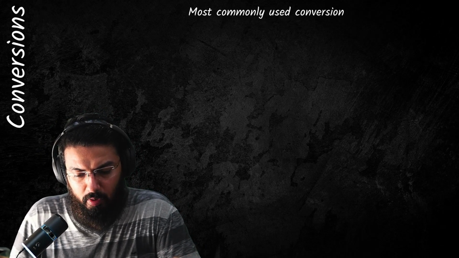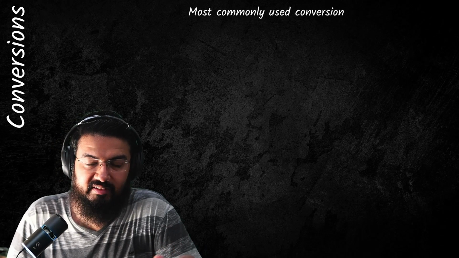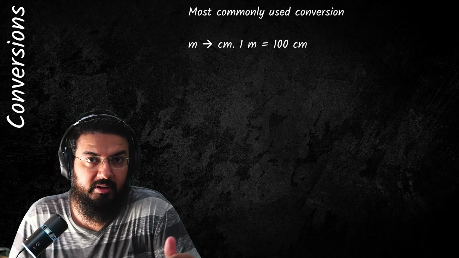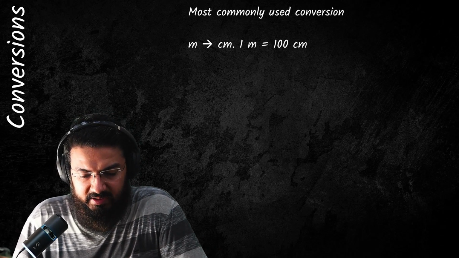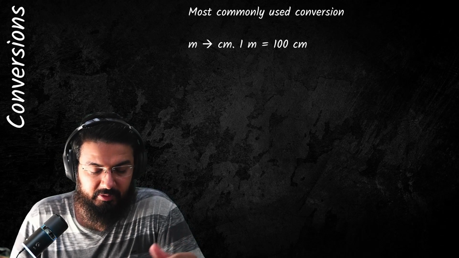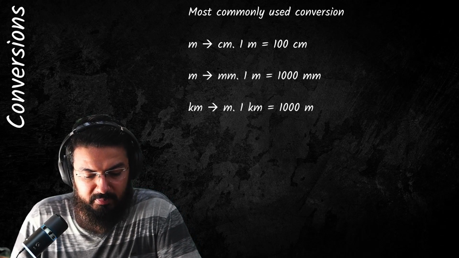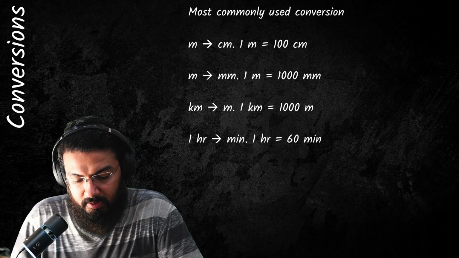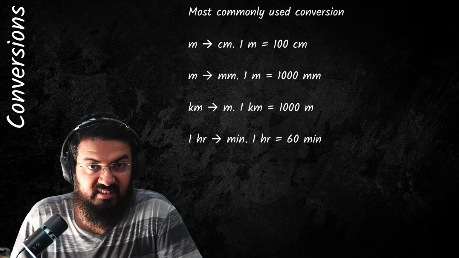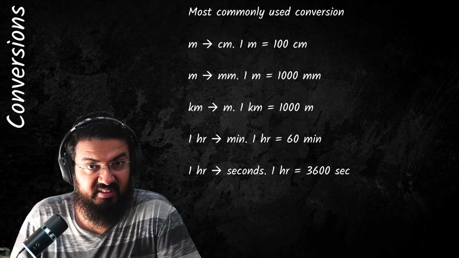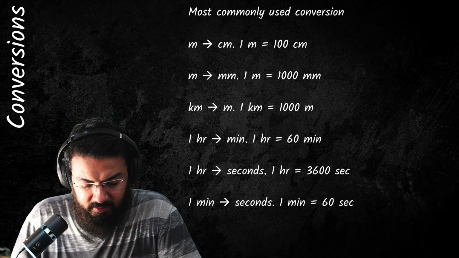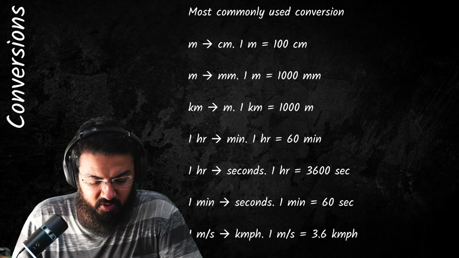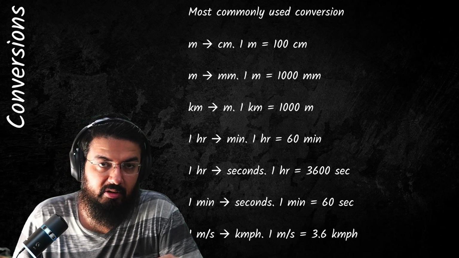Then you have most commonly used conversions in physics. Now this right here is basic simple unit conversion. So the first one is meters to centimeters, which you need to remember: 1 meter is 100 centimeters. And then 1 meter is 1,000 millimeters, a kilometer is 1,000 meters. You have 1 hour, that's 60 minutes. You have 1 hour, that's 3,600 seconds. You have a minute, that's 60 seconds. And you've got meters per second, which is 3.6 kilometers per hour.